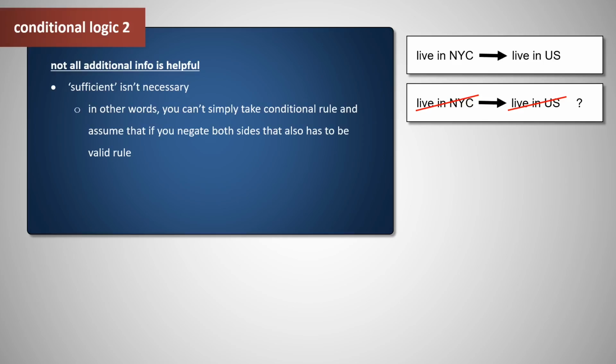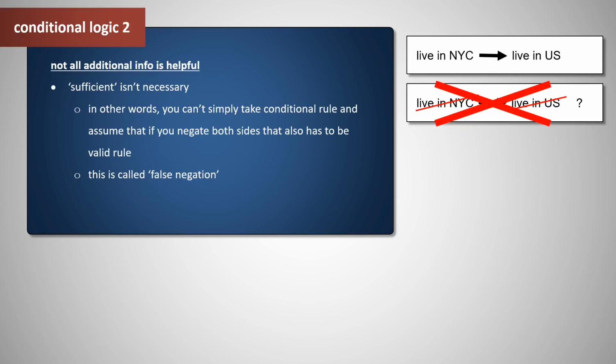Just because you don't live in New York City does not necessarily mean that you do not live in the United States. This is called a false negation. Taking the conditional rule and simply negating the two sides is what's called a false negation. You cannot simply negate the two sides.